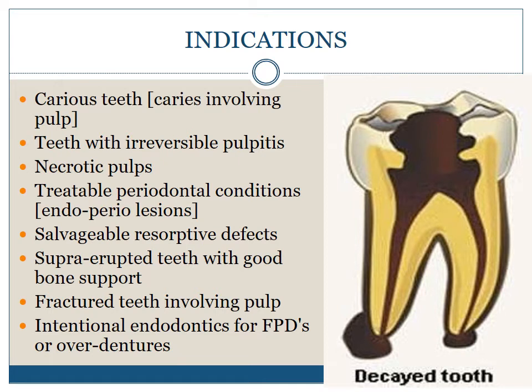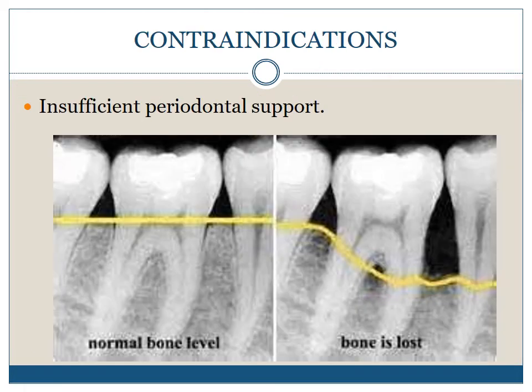Indications for a root canal therapy. Caries teeth, teeth with irreversible pulpitis, necrotic pulp, treatable periodontal conditions with endo-perio lesions, supraerupted teeth, fractured teeth, or intentional RC in case of FPDs or overdentures. Contraindications. When there is insufficient bone structure or insufficient periodontal support, RC or root canal therapy is contraindicated.